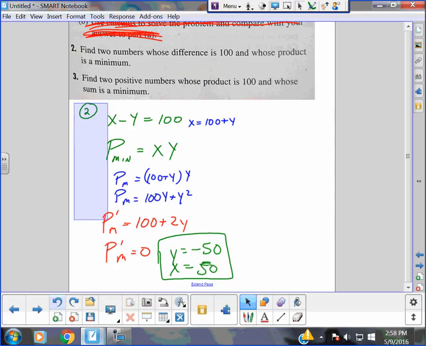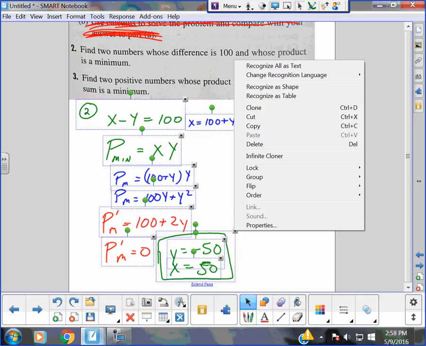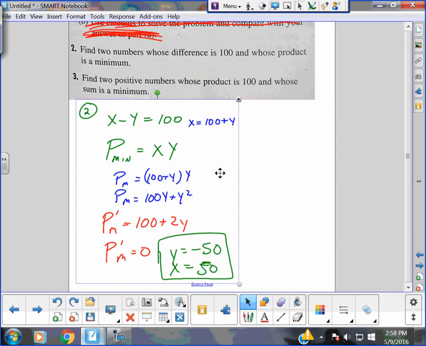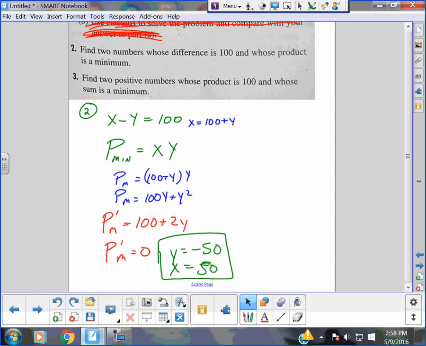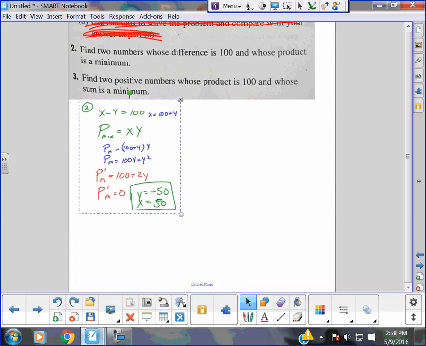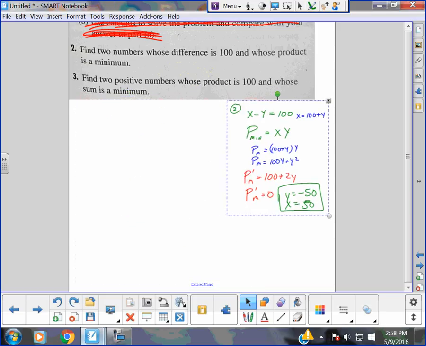And it comes back to our very first thought when we started the problem. Our very first thought was, yeah, one of these is going to be a positive number, one is going to be a negative. 50 minus a minus 50 is 100. Product of those two is a minimum. All right. That was 2.